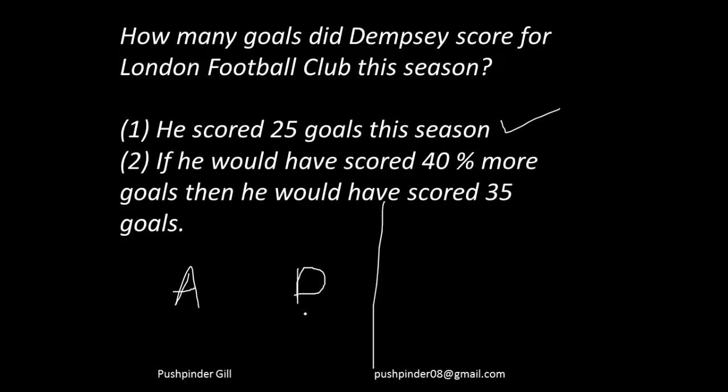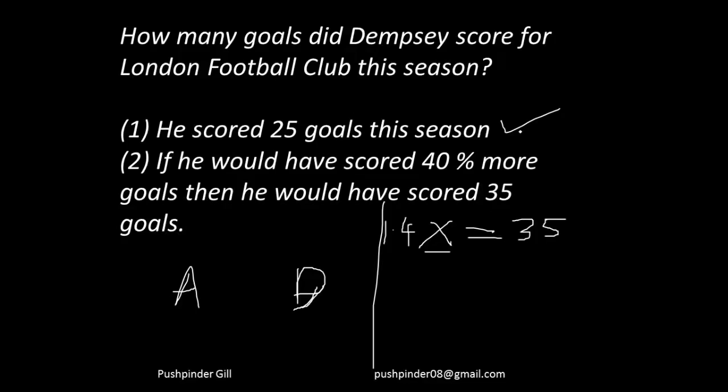Okay, alright. Now the second statement says that if he would have scored 40% more goals, let me say he scored x goals, if he would have scored 40% more goals, that is 1.4x. If you're not able to understand why I did 1.4x, watch the percentage video. Then he would have scored 35 goals. So 1.4x is equal to 35 goals. Does that give me the answer? Yes, it does, pretty much. So I'll be able to get the value of x, the number of goals he scored.